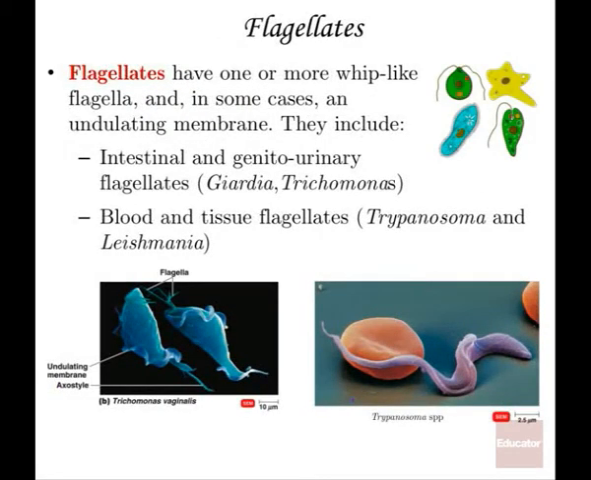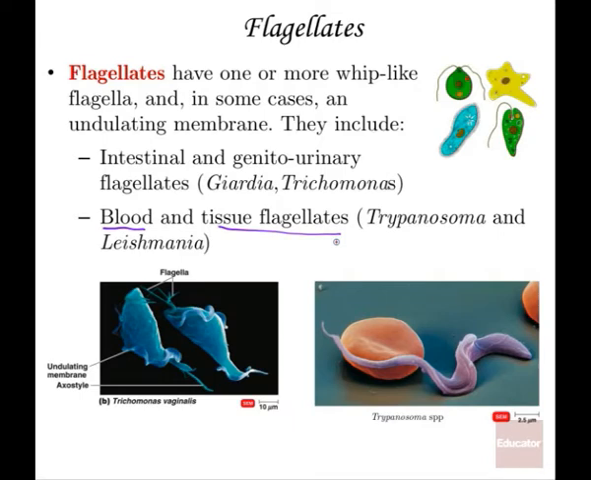So let's start talking about them one by one. So the first group is the Flagellates, and of course these protozoa have 1 or more flagella. They're usually whip-like, and they can also have an undulating membrane that kind of moves around as the microorganism swims. And they include both intestinal and, in this case, the genitourinary flagellates, and also the blood and the tissue forms. And we just talked about Leishmania.